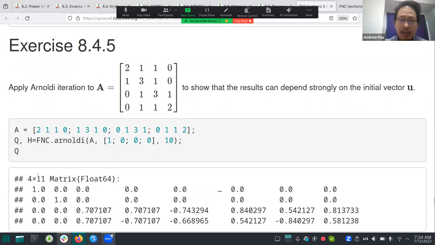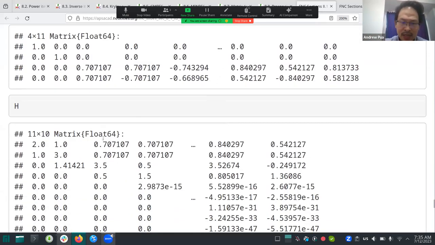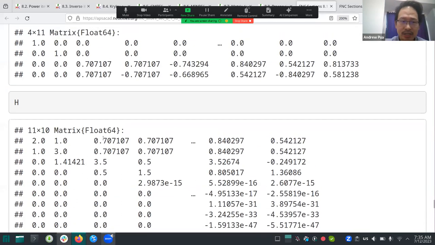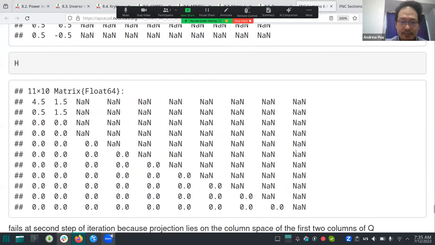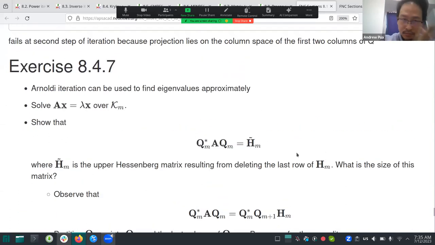Okay. And then as a segue, 8.4.5 also shows you that if you do Arnoldi iteration on this matrix, the results will depend on this initial vector U. Here the Arnoldi iteration is using this command called Arnoldi, and this is the initial vector. This is not a vector of ones, but only 1 0 0 0. If you do that, things are working. This is your upper Hessenberg matrix H, and this is your Q matrix. But if you use a vector of ones, we run into this kind of problem. So that's, I think, the more important points of those exercises.